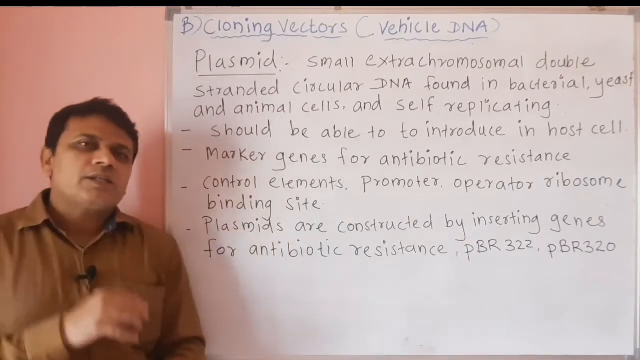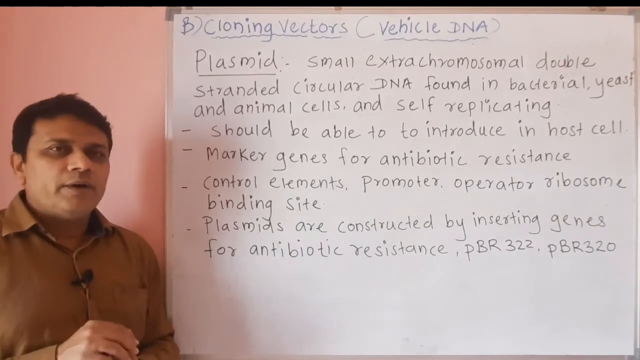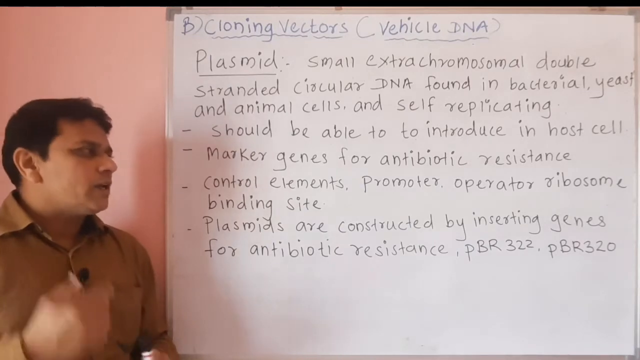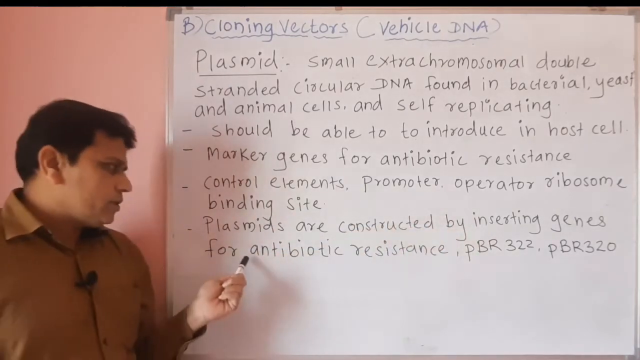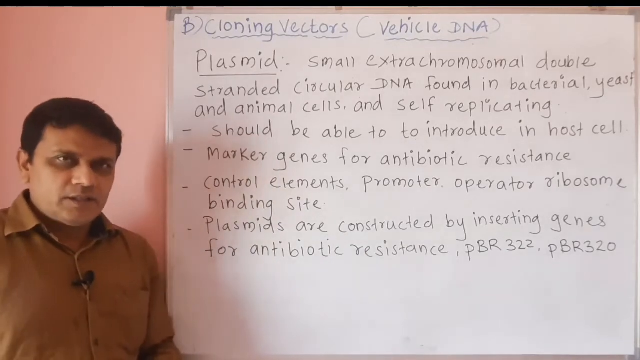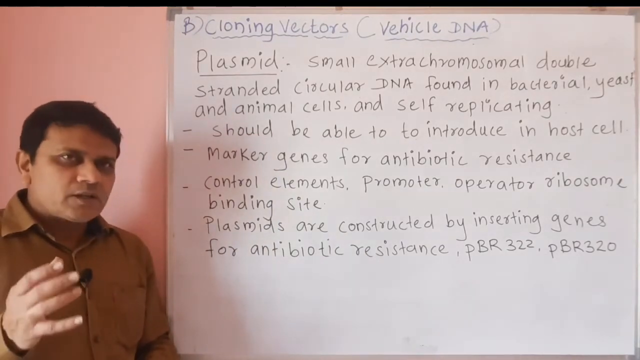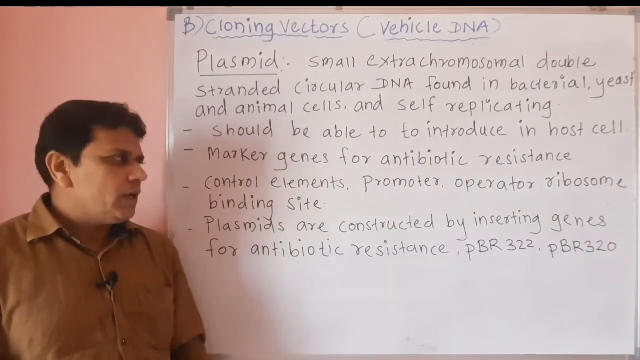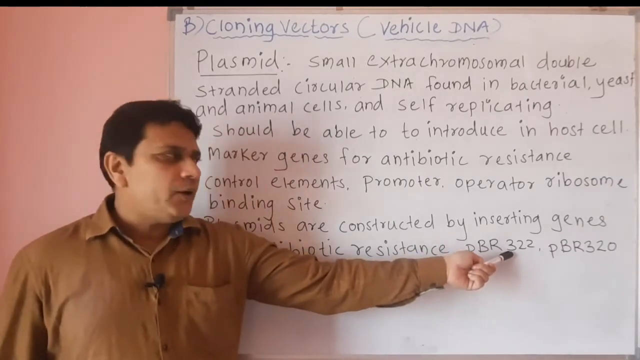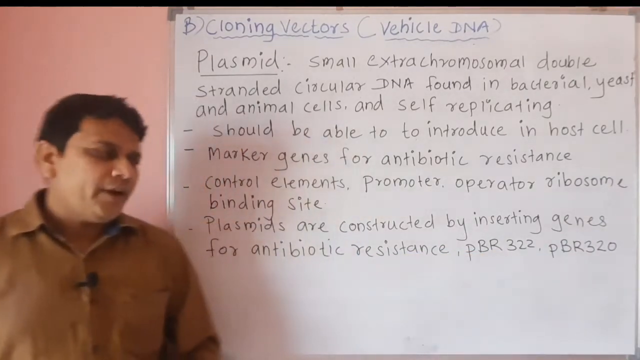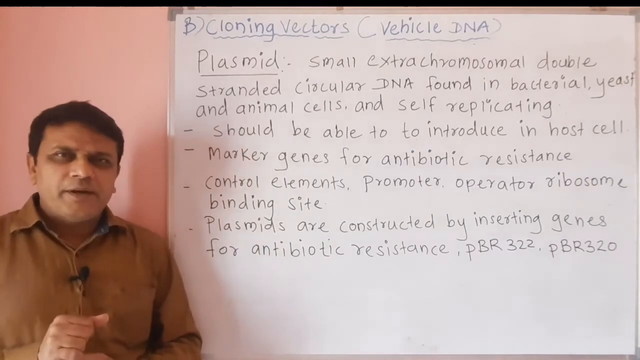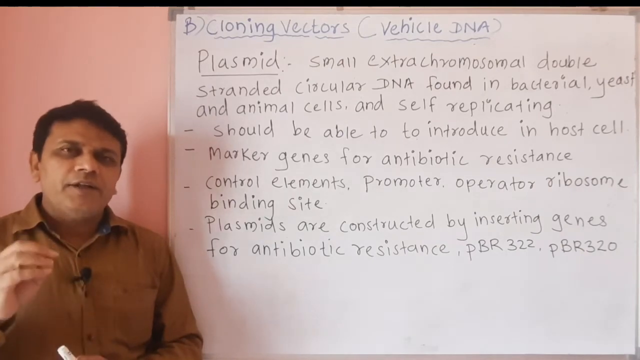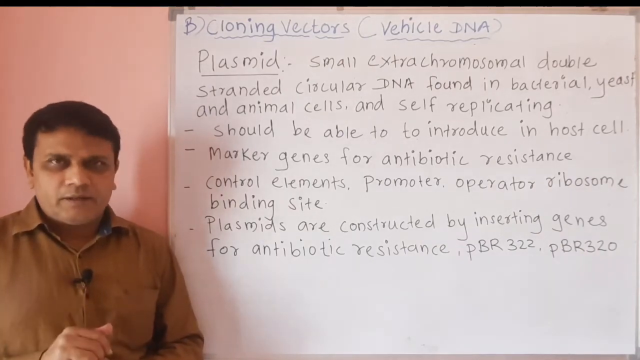All these characteristics are not found in natural plasmids. So these plasmids are constructed by inserting genes for antibiotic resistance. Commonly constructed plasmids which are used in recombinant DNA technology are pBR322 and pBR320. So a plasmid should have all these characteristics when it is used as a cloning vector.